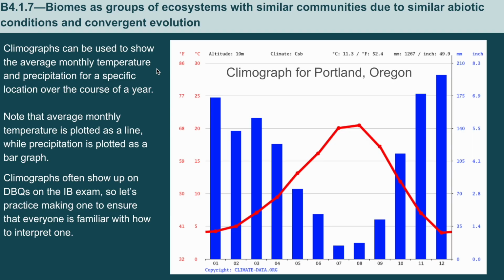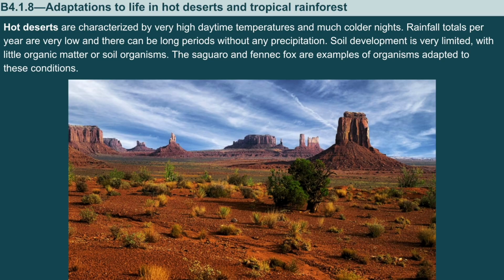Remember, if you are in the southern hemisphere, you're going to see temperatures that look just the opposite because the seasons are reversed, and the June, July, August months are actually going to be the winter in the southern hemisphere. So keep in mind and don't be thrown off by that if you see a graph that looks like it's the opposite direction. Hot deserts are characterized by very high daytime temperatures, much colder nights.